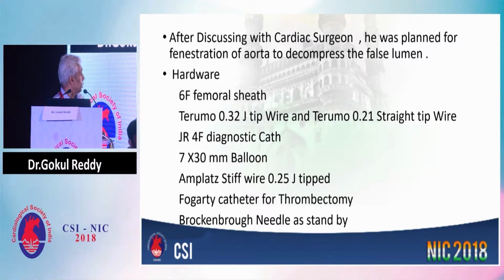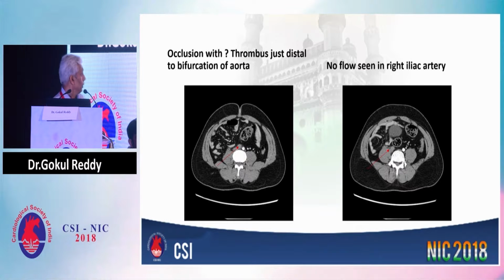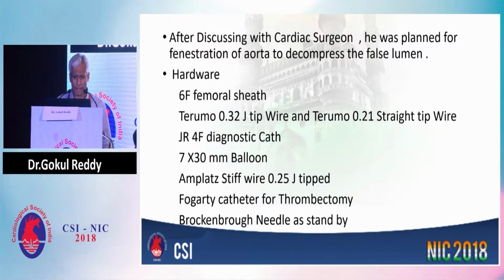Here you are able to see the red arrow, which shows that the distal aortic bifurcation at the iliac junction has a thrombus. In fact, there is no flow in the right iliac system. This is a contrast CT. The white thing is the left iliac artery.